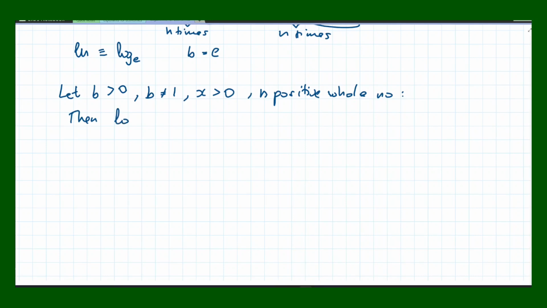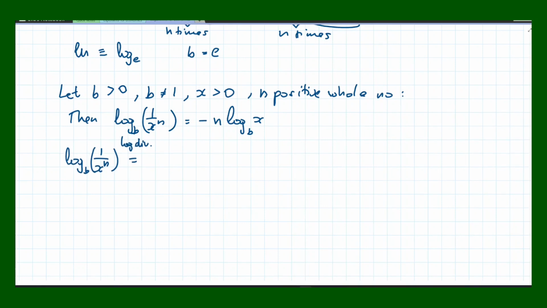Then we claim that log b of 1 over x to the n is going to be equal to negative n log b x. Okay, let's have a think about what's going on in here. Our starting point is log b of 1 over x to the n. I've noticed that there is a division behind the log sign, so I can apply the log division rule, and replace this by log b 1 minus log b x to the n.